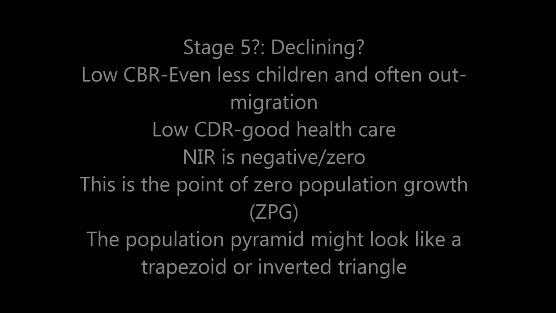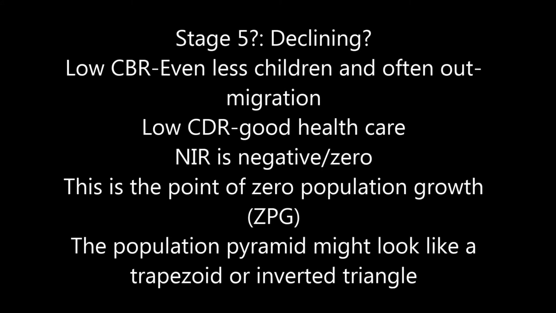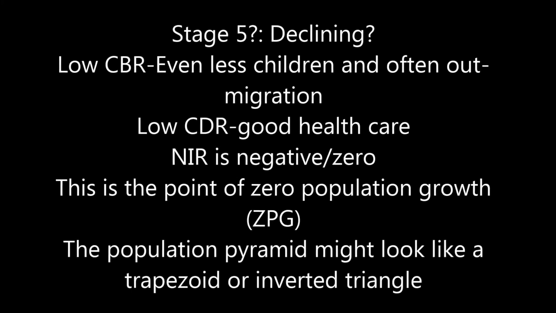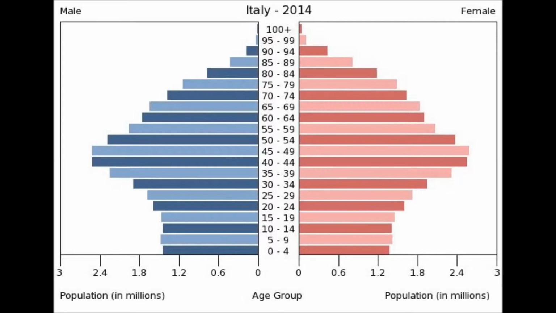Stage 5 is declining. There's a low CBR because of even fewer children and often out-migration, a low CDR because of good healthcare, and the NIR is negative or 0. This is the point of zero population growth, or ZPG.